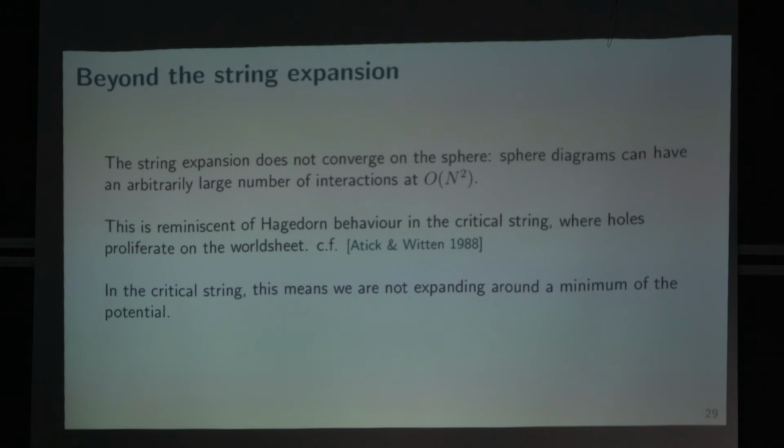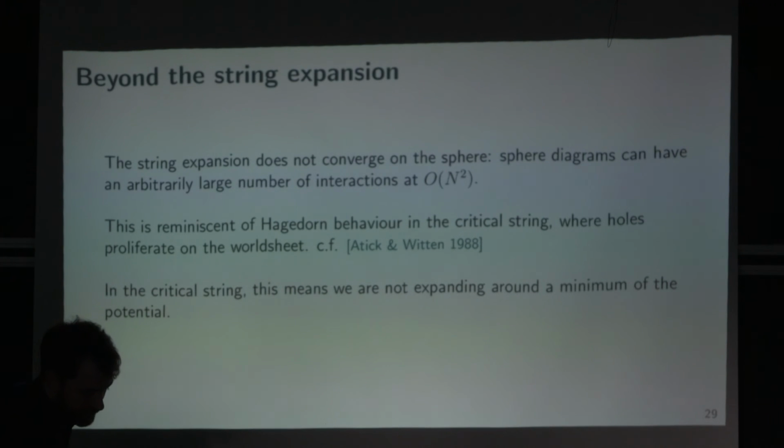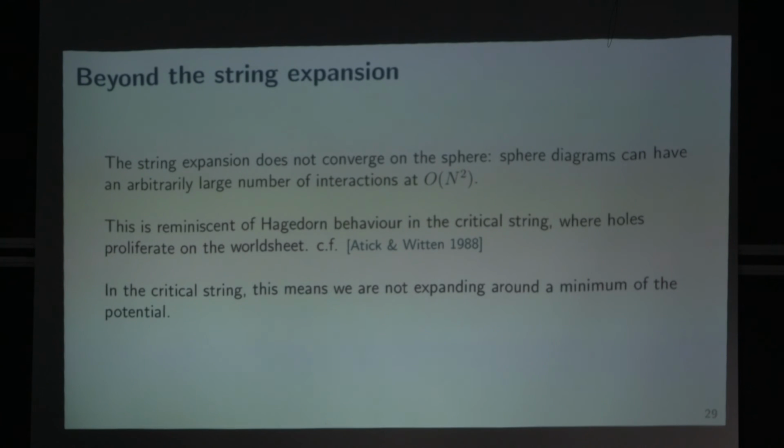Good. So why do we need yet another dual description? Well, as I was just saying, the string expansion is breaking down. It no longer converges. The reason is basically that the enhancements coming from these omega points can cancel out the 1 over N suppression that you get from interactions.